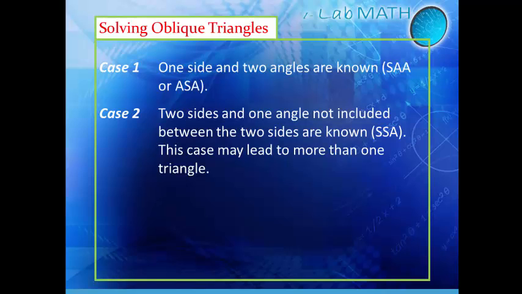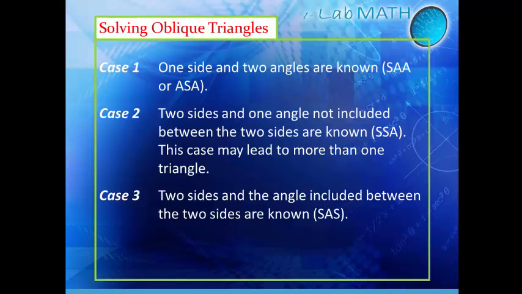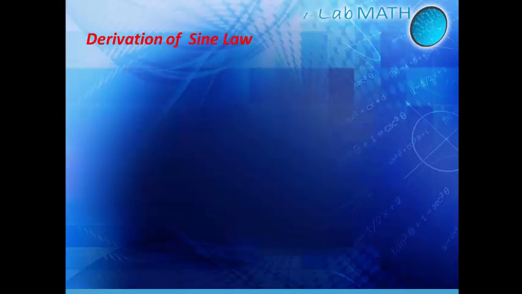Case 2, what if two sides and one angle not included between the two sides are known, that is SSA. This case may lead to more than one triangle. Case 3, if two sides and the angle included between the two sides are known, that is the SAS. And what if three sides are known, that is the SSS.